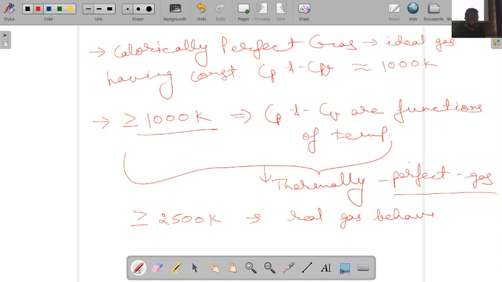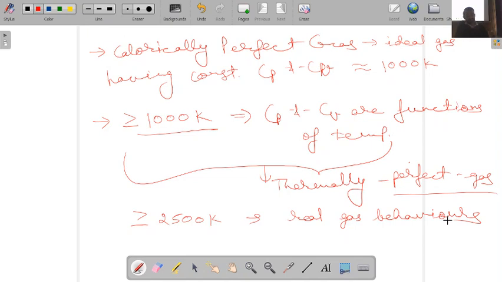Because we see that above this temperature, ionization of the oxygen molecule takes place. Okay, and even at temperature greater than or equal to 4000 Kelvin, we see ionization of even the nitrogen molecule also takes place. So under these conditions gases undergo chemical reactions, so that's why we have to consider the real gas effects over here.